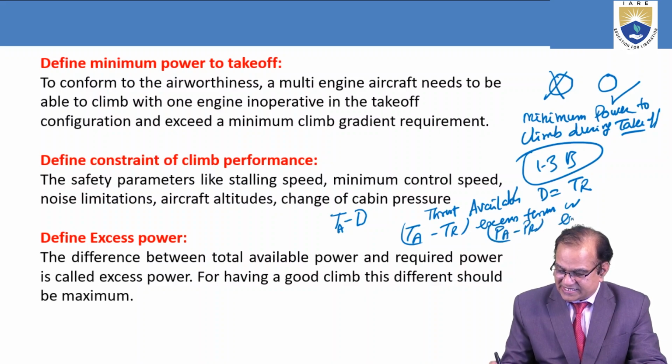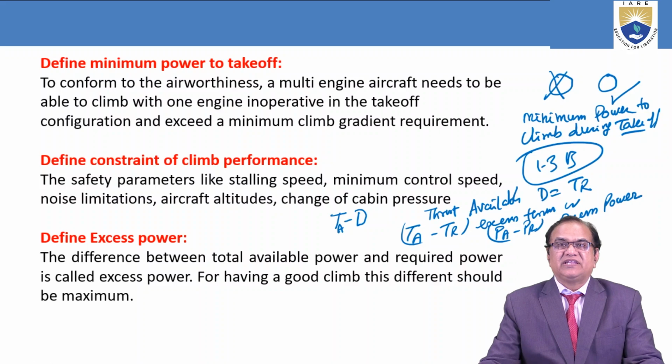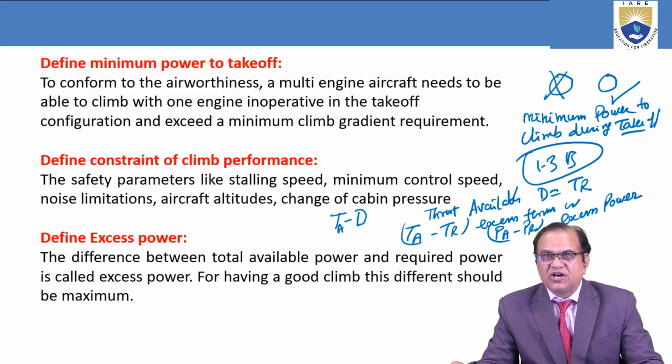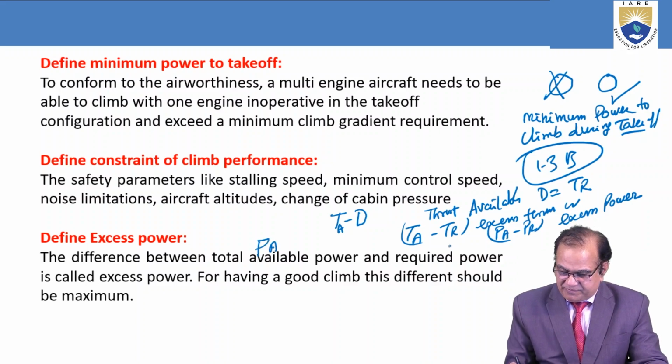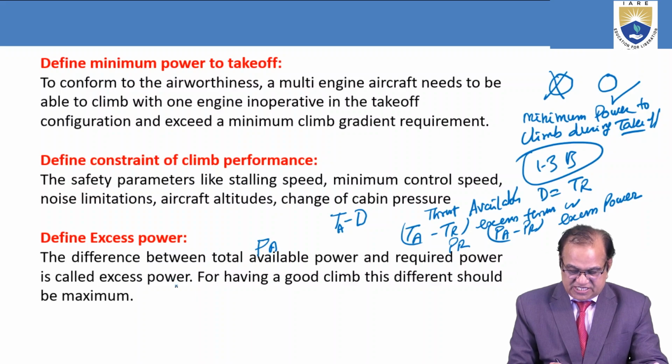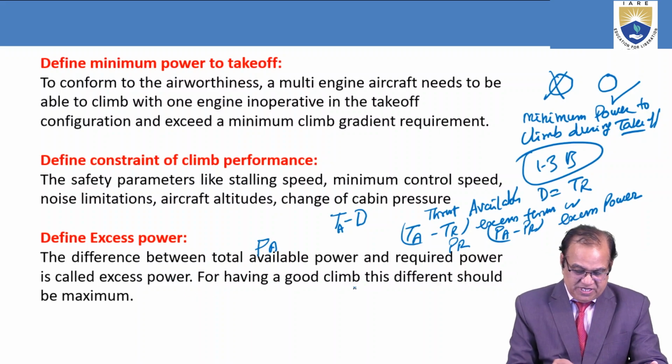This is called excess power. So the difference between the total available power, that is called PA, and the required power PR is called the excess power. For having a good climb, this difference should be maximum.